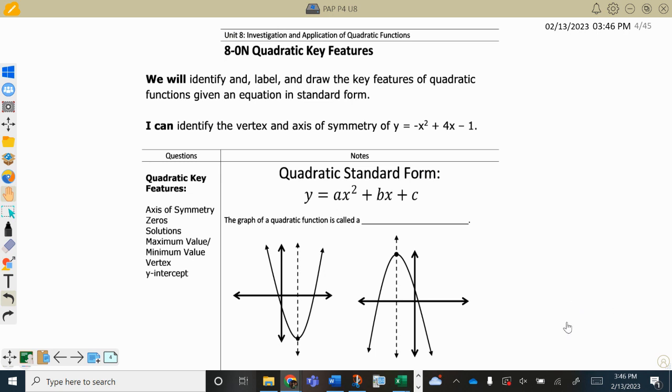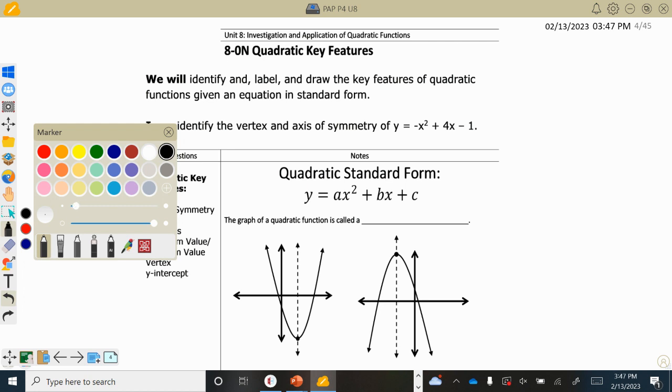Today we're going to talk about quadratic key features. Quadratics are where the highest exponent in your equation is a 2, so x squared. The key features we want to look at are our axis of symmetry, our zeros, our solutions, our maximum and minimum values, our vertex, and our y-intercept. So the graph of a quadratic function is called a parabola.